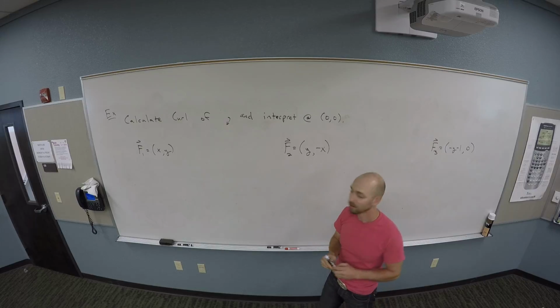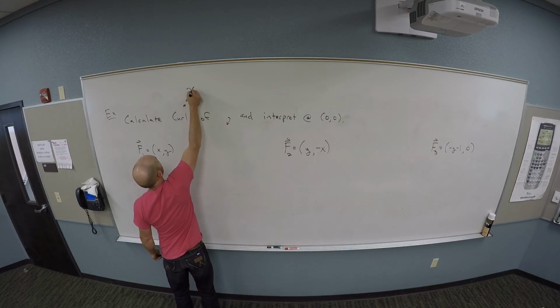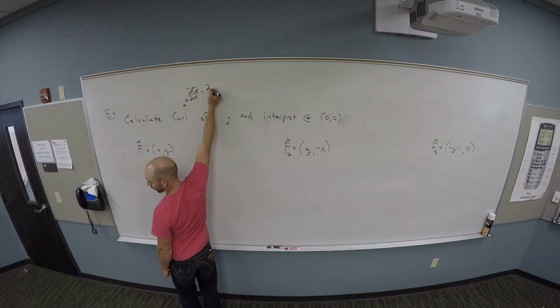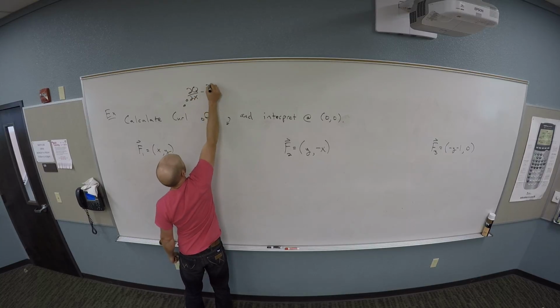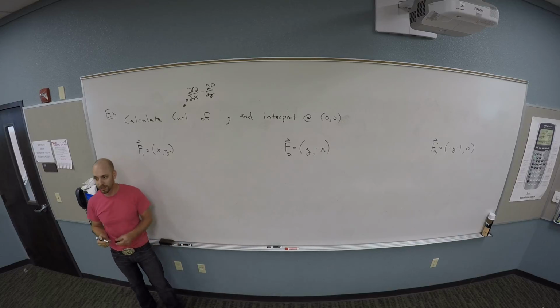Partial of Q with respect to x. Yeah, that's sort of mismatched partials. So I take the partial of Q with respect to x and subtract the partial of P with respect to y. Right? This is the inside of the integral in Green's theorem.